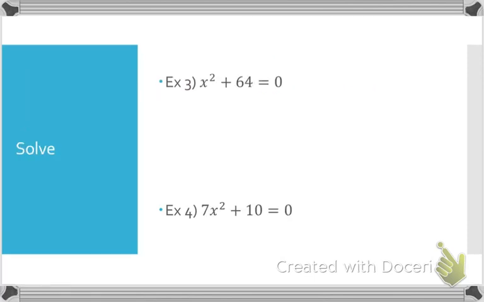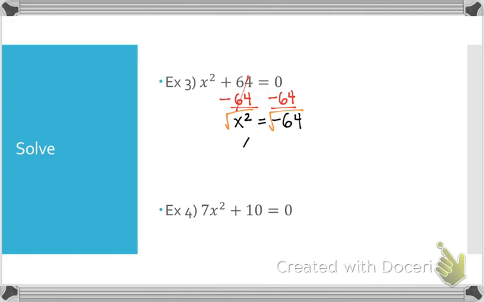All right, now let's solve these equations. Example 3, we have x squared plus 64 is equal to 0. We're interested in solving for x. So the first thing we're going to do is subtract 64 from both sides. We want to isolate the variable. The 64 cancels out, and we end up getting x squared is equal to negative 64. Now we want to get x by itself, so the next thing we're going to do is take the square root of each side to get x by itself.